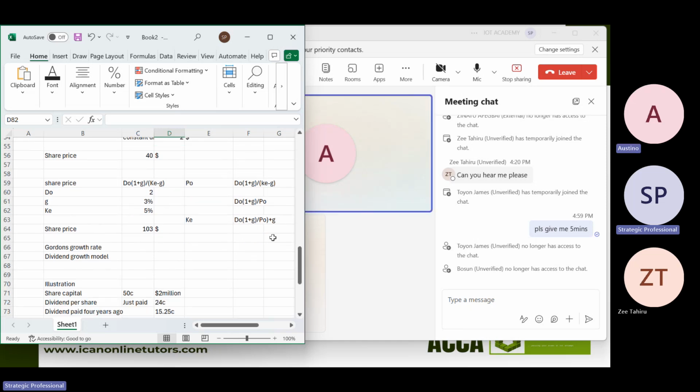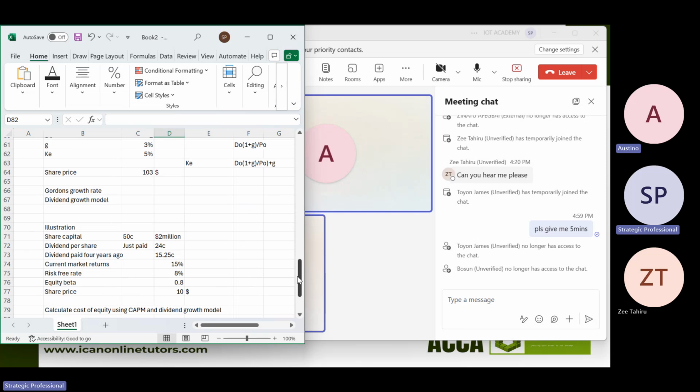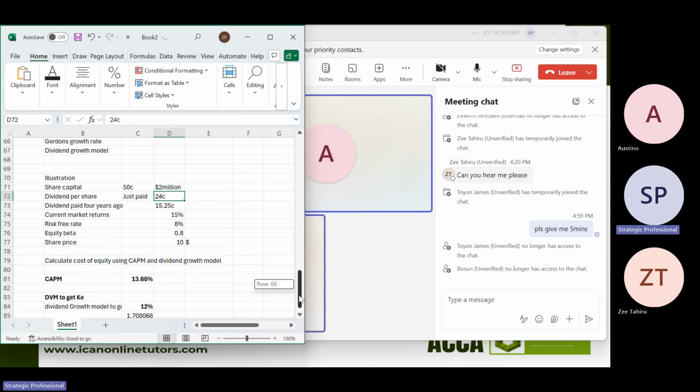But we have D0, which is the dividend that was first paid, what was paid 4 years ago, 15.25. Please follow along. This 24 is what is paid now, just paid. Now, if I want to calculate the growth rate using the dividend growth model, what am I trying to get? I want to see, between what was paid 4 years ago and what was paid now, what the growth rate is. That's what I will use in getting the growth rate.